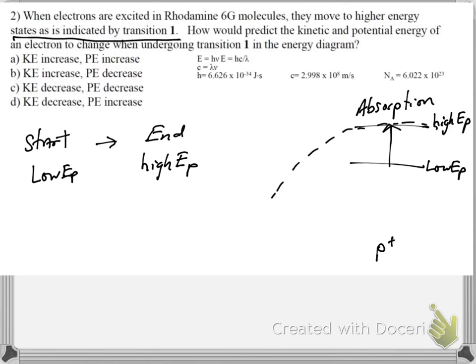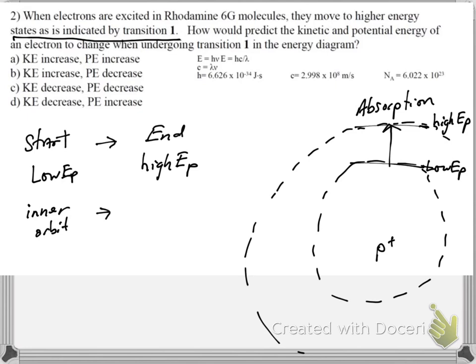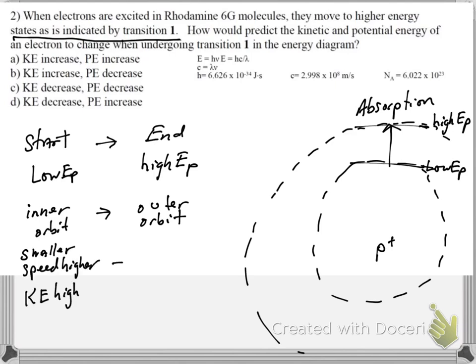Keep in mind the nucleus is way down here at the bottom. And so these energy levels kind of look like this. And so this will help us picture the change in kinetic energy. So we're starting at an inner orbit in absorption, going to an outer orbit. The smaller orbit, the speed is higher, so the kinetic energy is higher, and we're going to a larger orbit where the speed is lower and the kinetic energy is lower.